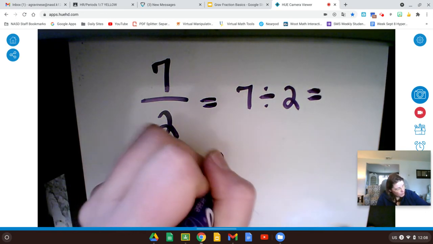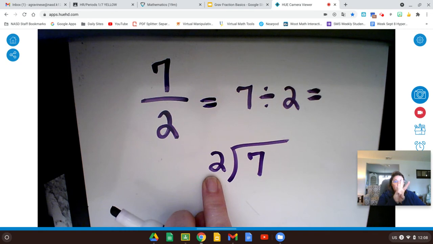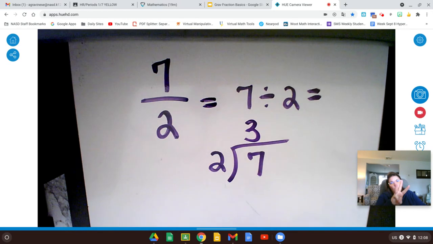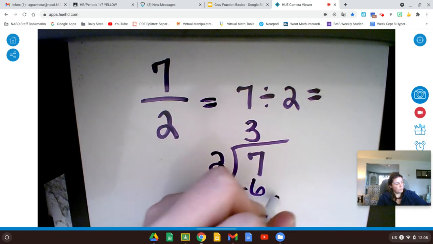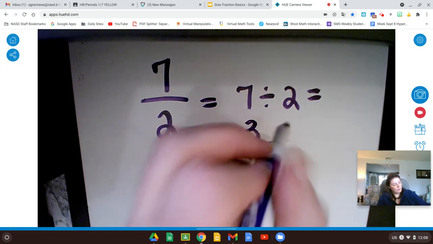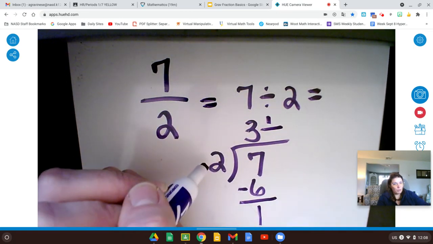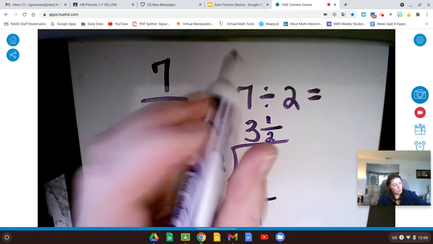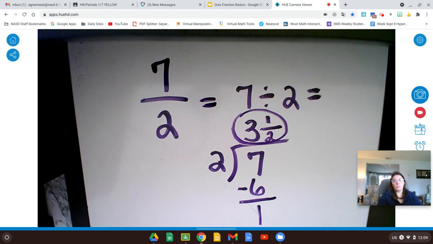So how many 2's can I take out of 7? 7 divided by 2. Let's count. 2, 4, 6, 8. 8's too high. I can take out 3 wholes because 3 times 2 equals 6. And what's left over? 7 minus 6 is 1. And to write that as a fraction, I put my remainder as my numerator, my divisor as my denominator. 3 and 1/2. That's what we got when we used our model.